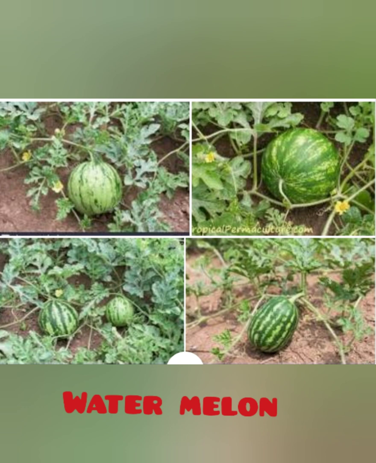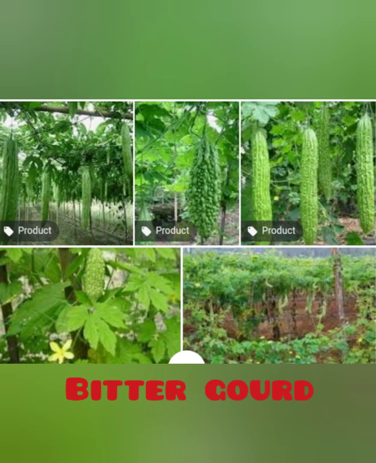Next one is creepers. The plants that also have a very weak and thin stem and spread their branches on the ground are called creepers. Examples of creepers are pumpkin, watermelon, bitter gourd, etc.